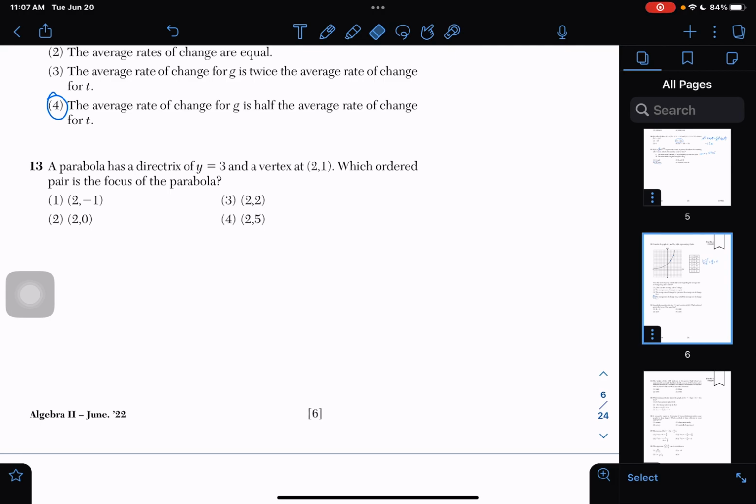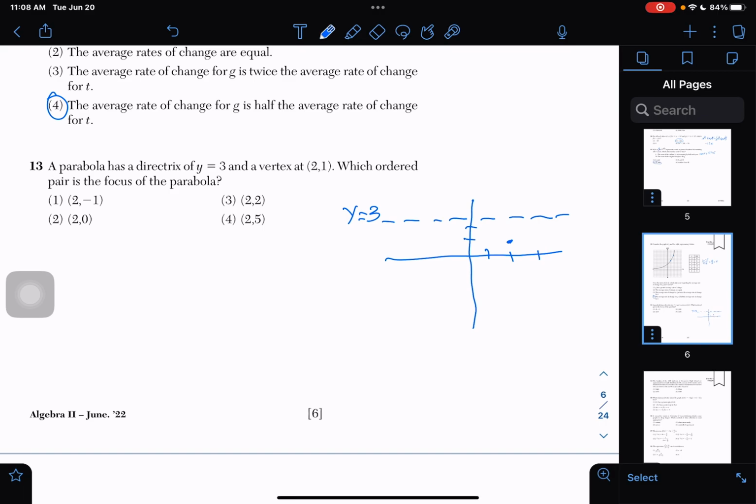The parabola has a directrix of y equals 3. So directrixes are aligned either above or below the vertex. In this case, it's above, and I know that because this is y equals 3. So this is 1, 2, 3. And it says the vertex is at (2, 1). 1, 2, 1. Okay, so that's the vertex.